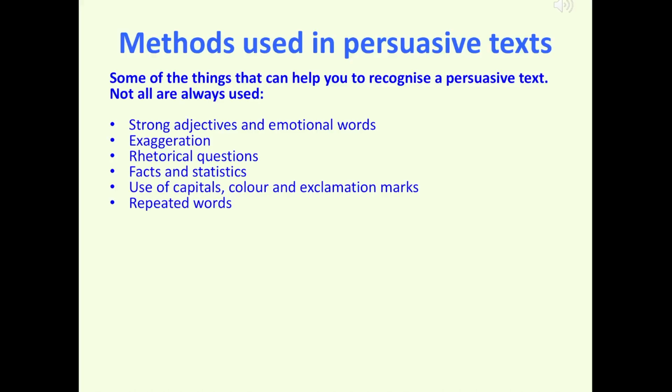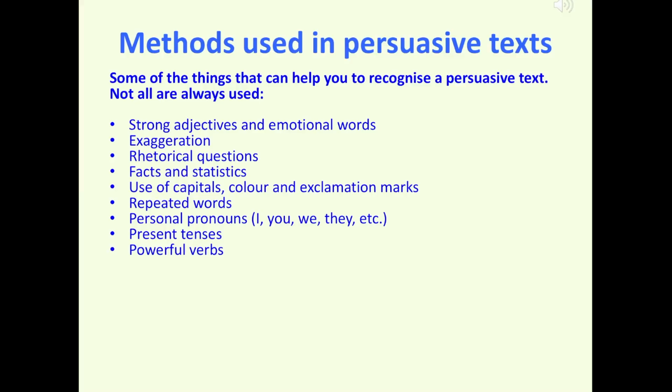Repeated words, keywords that they want you to remember. Use of personal pronouns to involve you more in what they want. I, you, we, they make you feel part of it. Present tenses to talk about habits, routines, things that happen very often. That's the tense that I'm using now, in the present. Powerful verbs, stronger ones. Instead of say, you might use whisper or shout. Instead of walk, you might use creep.